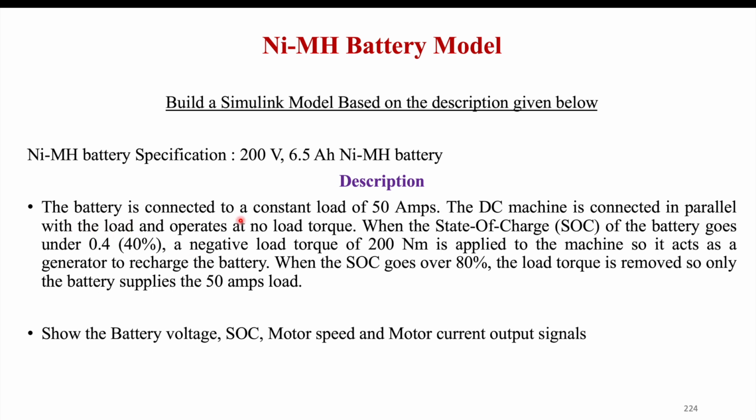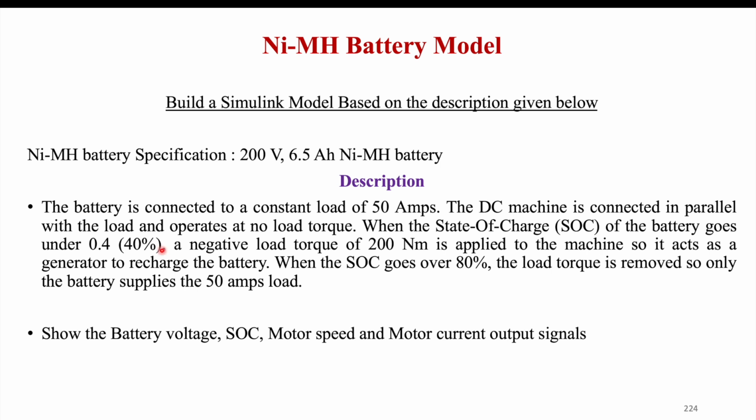Initially the battery is connected to a constant load of 50 amperes. Then the DC machine is connected in parallel with the load and operates at no load torque. When the state of charge of the battery goes under 40%, a negative load torque of 200 Newton meter is applied to the machine, so it acts as a generator to recharge the battery. When the SOC goes over 80%, the load torque is removed, so only the battery supplies the 50 ampere load. This is just like regenerative braking.